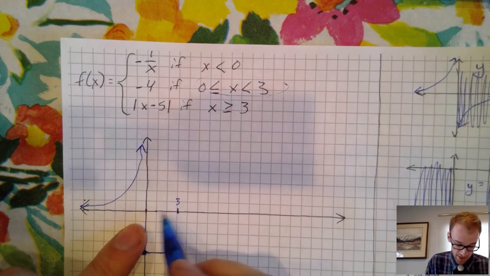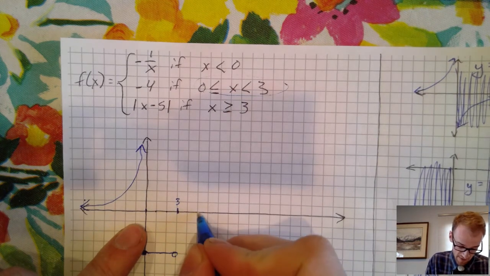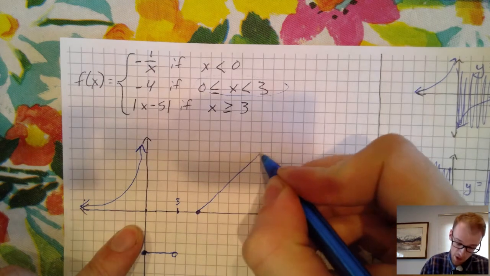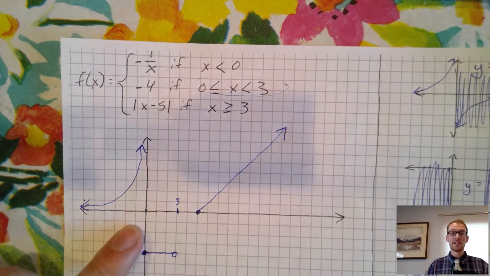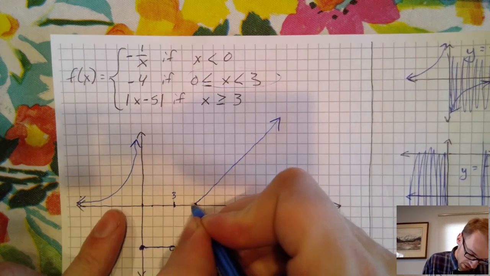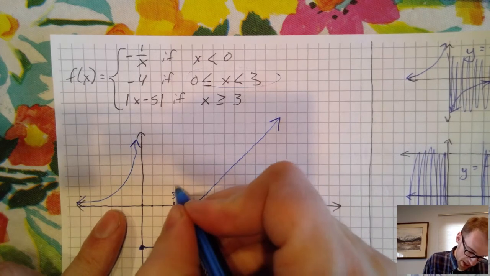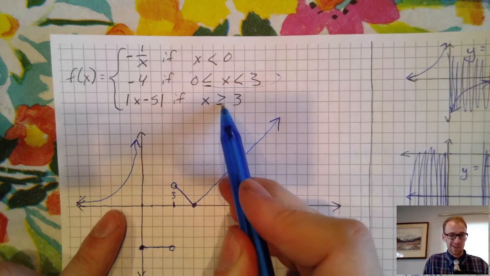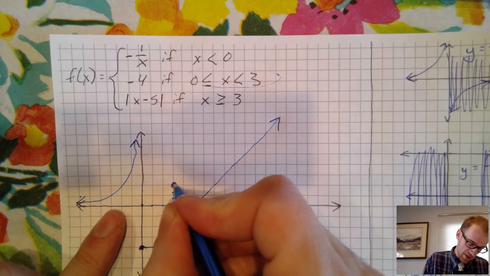The vertex of the v, 1, 2, 3, 4, 5, is at 5. And I know that it has the slope of +1 moving to the right. And I know it has the slope of -1 going to the left, but I stop at 3. And do I fill in that dot or not? It's greater than or equal to 3, so I do fill in that dot.